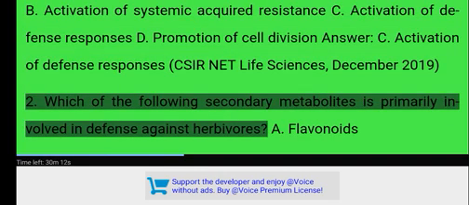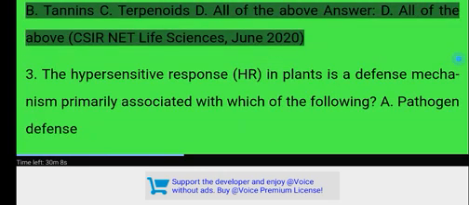2. Which of the following secondary metabolites is primarily involved in defense against herbivores? A. Flavonoids. B. Tannins. C. Terpenoids. D. All of the above. Answer: D. All of the above. CSIR NET Life Sciences, June 2020.